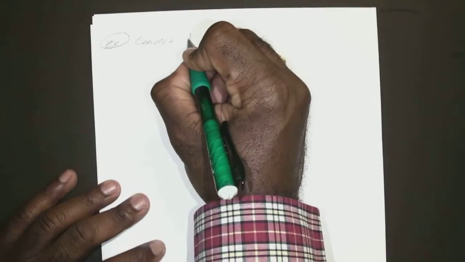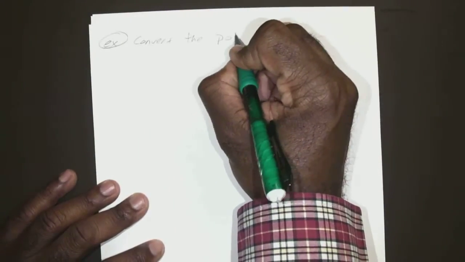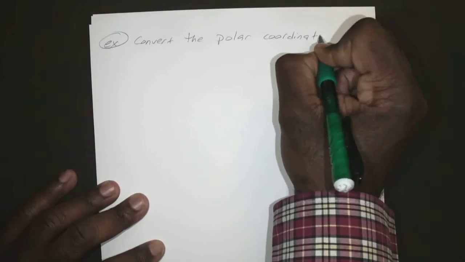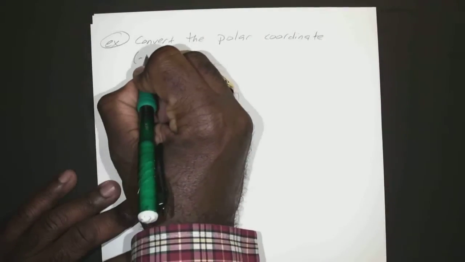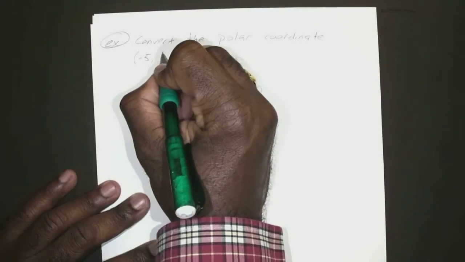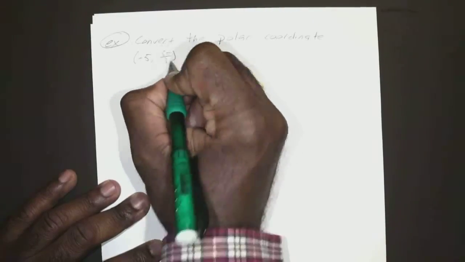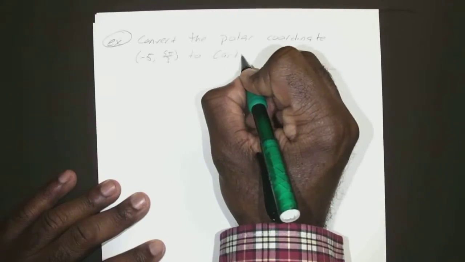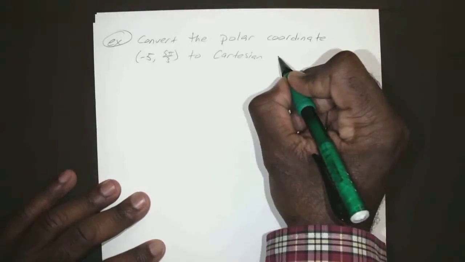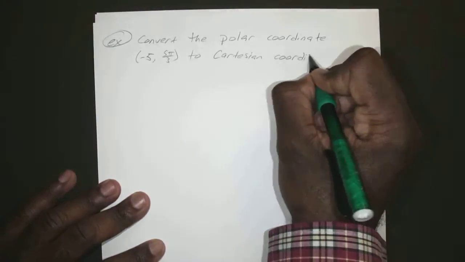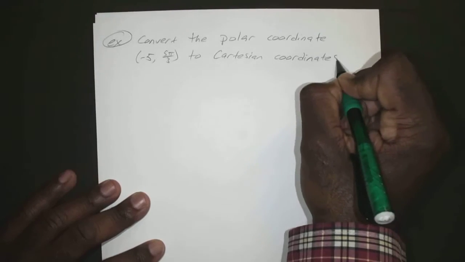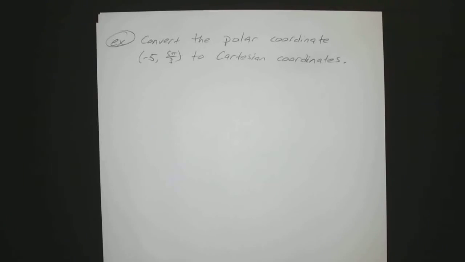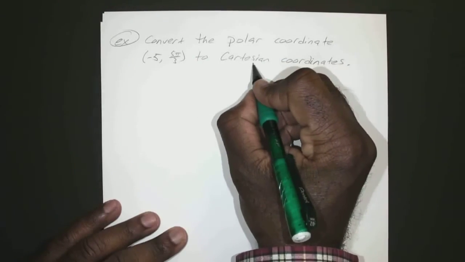Convert the polar coordinate -5, 5 pi over 3 to Cartesian coordinates. And the Cartesian just means your xy coordinates.